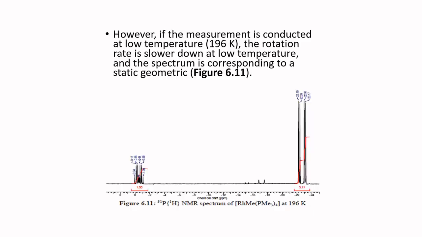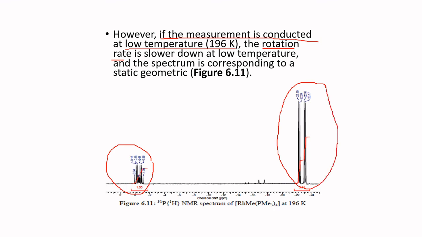However, you can solve that problem if you do the measurement or the analysis at low temperature. At low temperature, the rotation rate will slow down and you can see a very good spectrum like this, meaning you can see that in your complex, there are 2 types of phosphorus atom.